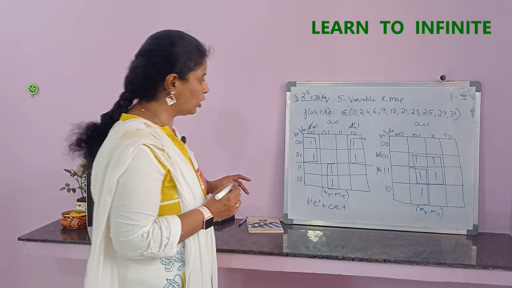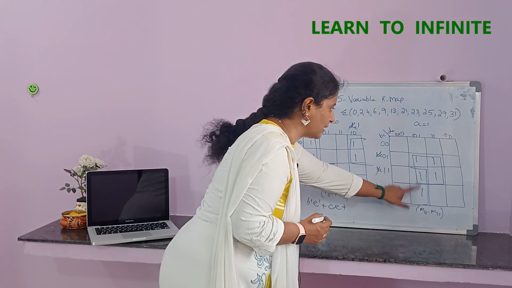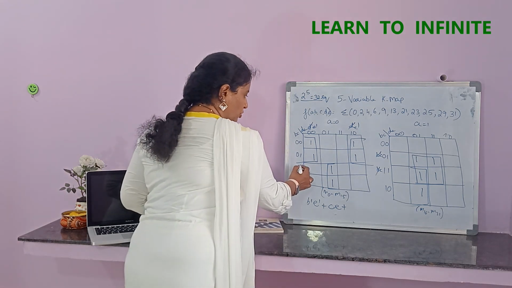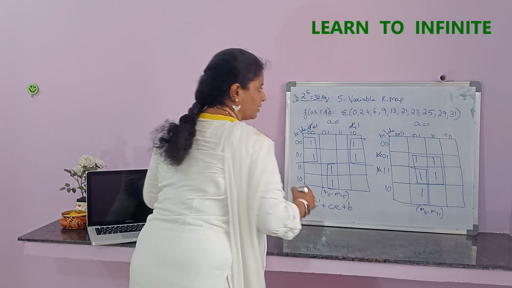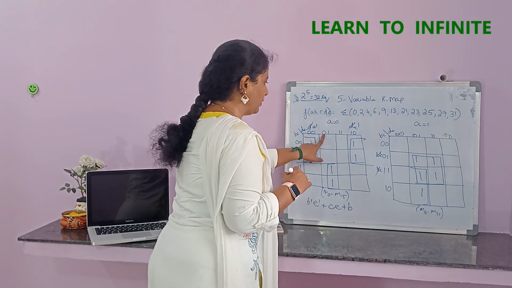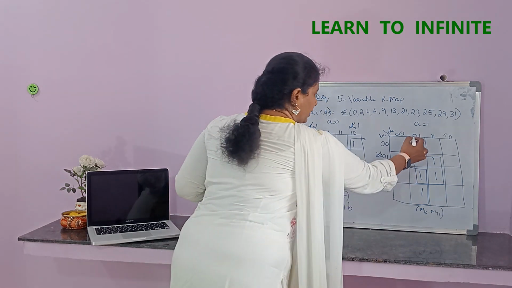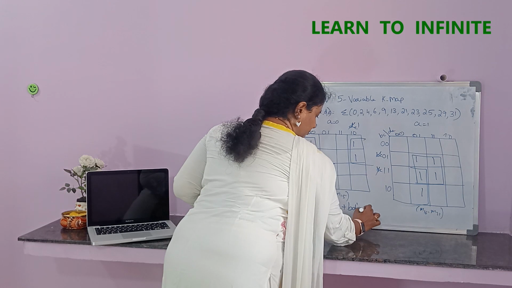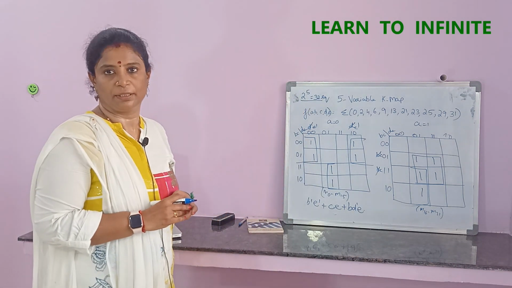So finally coming on to the third quad, this is the second column and this also is the second column. In the second column, if you see, C and C dash get cancelled, so the remaining is B. Similarly here you have D dash E and here also you have D dash E. So D dash E. Okay, so this is the final answer for your 5 variable Kmap.